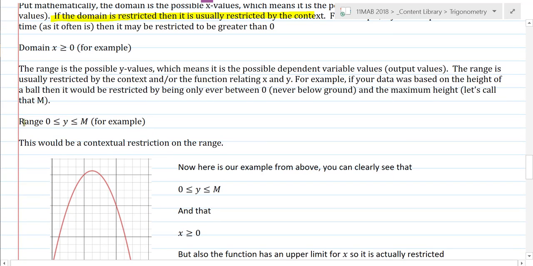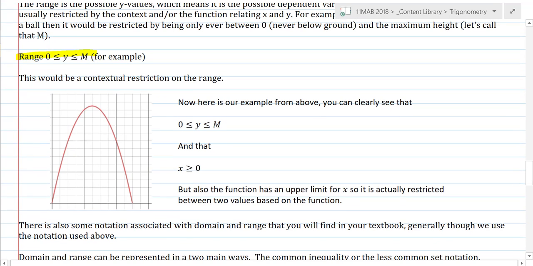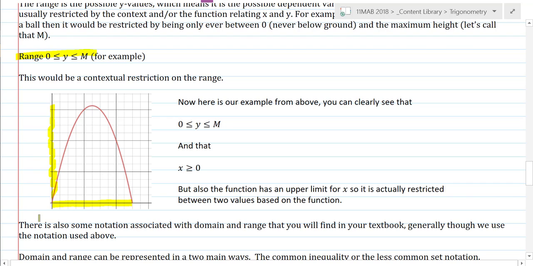And then what might happen is your range will be between 0 and m based on the function that you got. So here's an example. This function, which looks something like you might use for your assignment next term, has a domain of these possible values and a range of these possible values. Now, the function itself might not technically stop, which means you might just say that x is greater than or equal to 0, whereas y is between 0 and m.